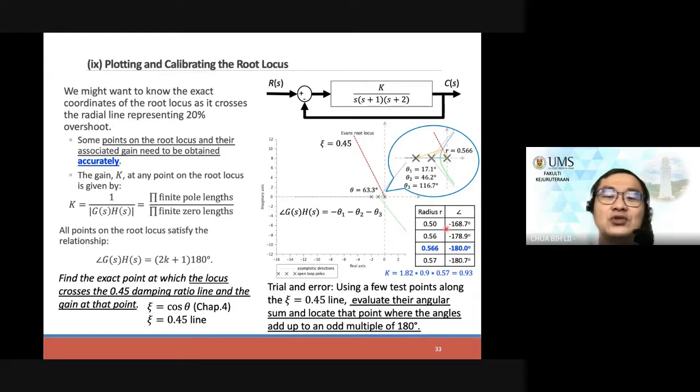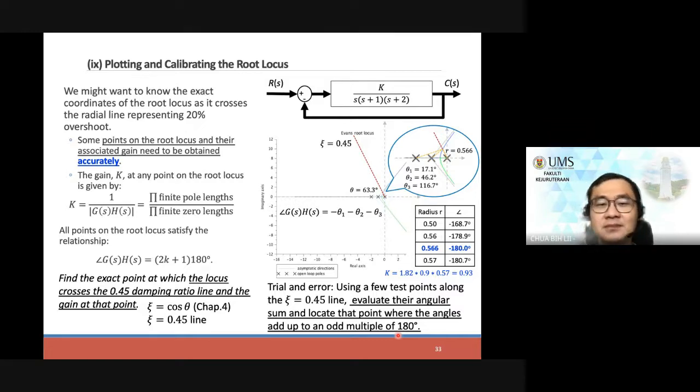By doing that, I can get the exact point that satisfies this condition, minus 180 degrees, and we know that at this point is the position of the root locus, and that is referring to the radius of 0.566. So the radius of this is 0.566. Just use some trial and error. Since you already have the sketch, you can try different points accordingly to evaluate their angles and locate the points.